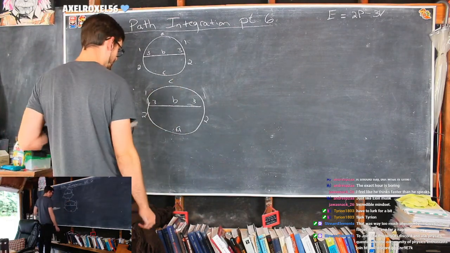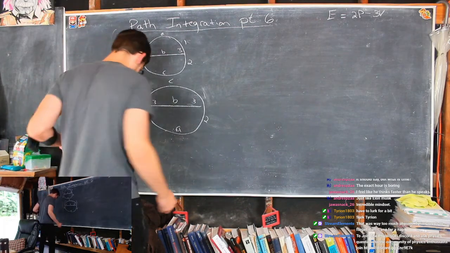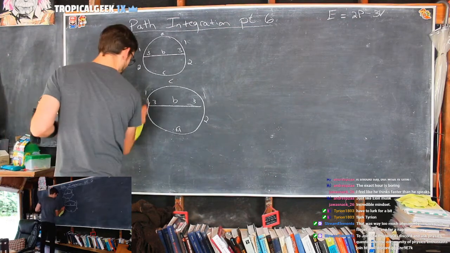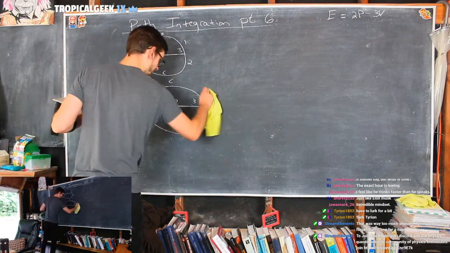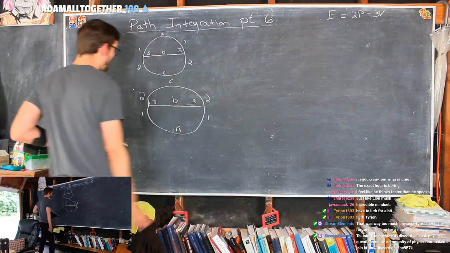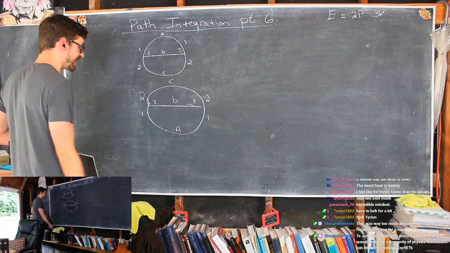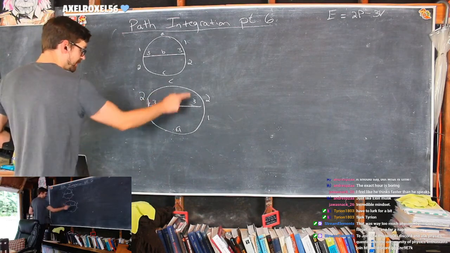Did I do it wrong? I did do it wrong. I mixed those up. Give me just a second. 2, 1, 1, 2. Now we've done what we've done. All we did was switch the propagators, but by switching the propagators, we've also flipped the vertices.